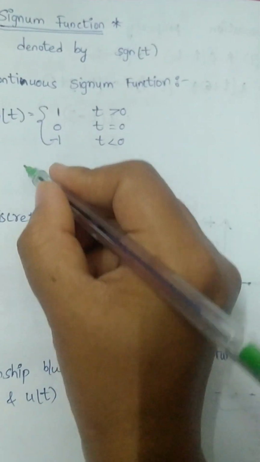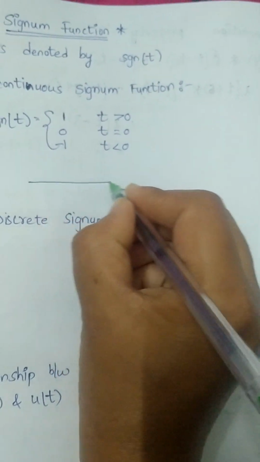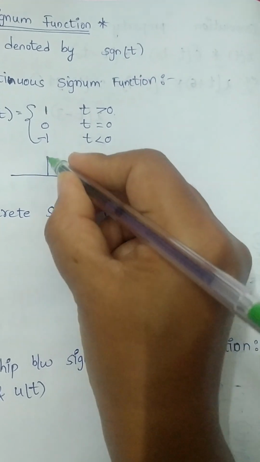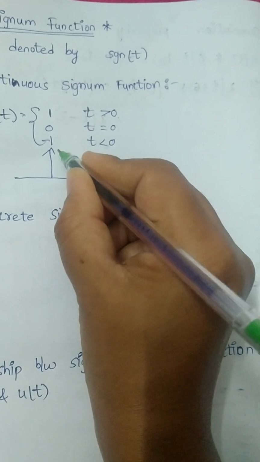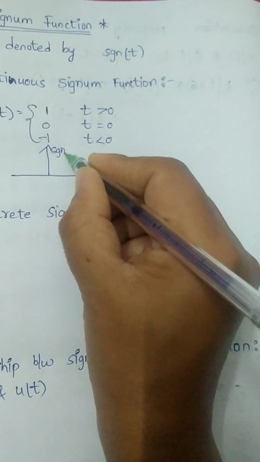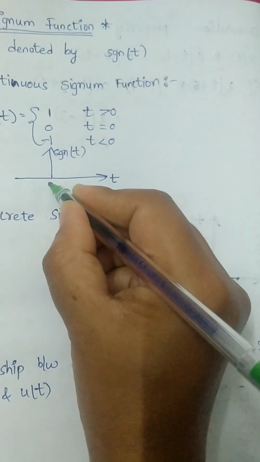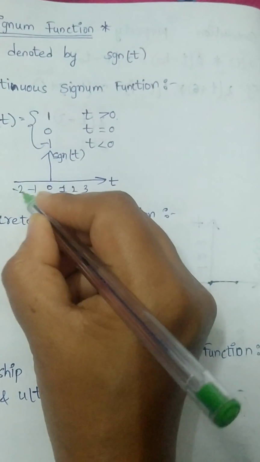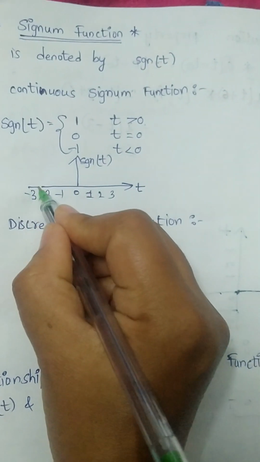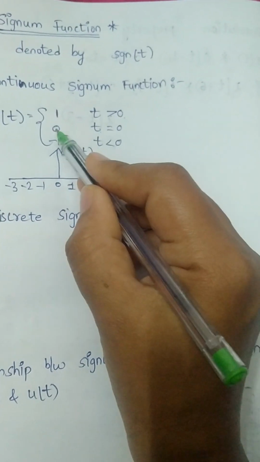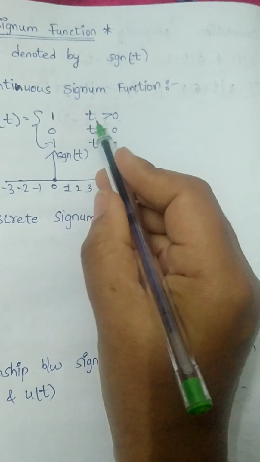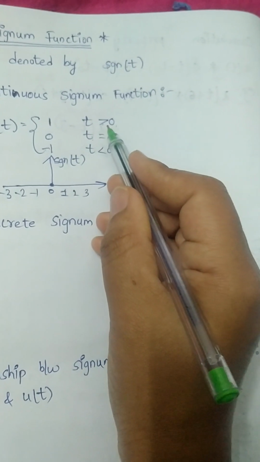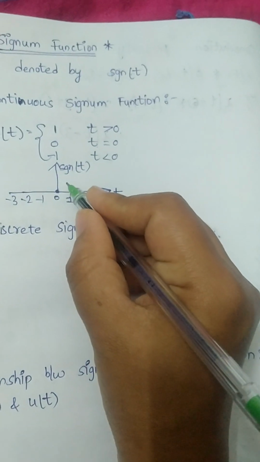Here we are representing the graphical representation. In the x-axis we are representing t, and in the y-axis or vertical axis we are representing Sgn of t. This is the positive axis, this is the negative axis. Here at t equal to 0 the value will be 0. For t greater than 0, the value is 1.